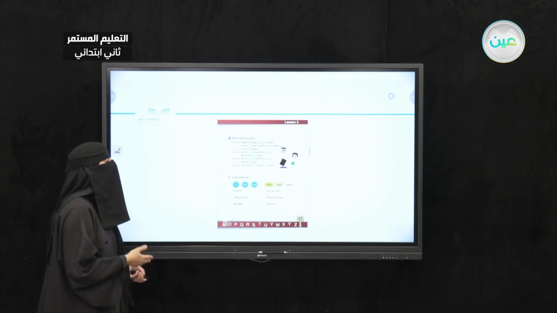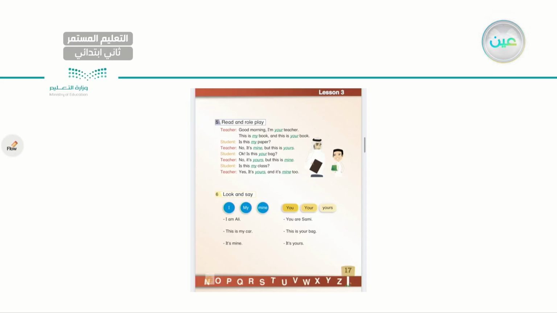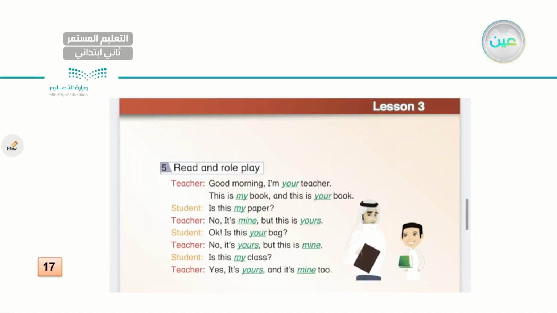Now let's move to page 17. I will have it zoomed in for the upper part first. For page 17, read and role play. What I need you to do is also, again, practice reading this with someone right next to you.